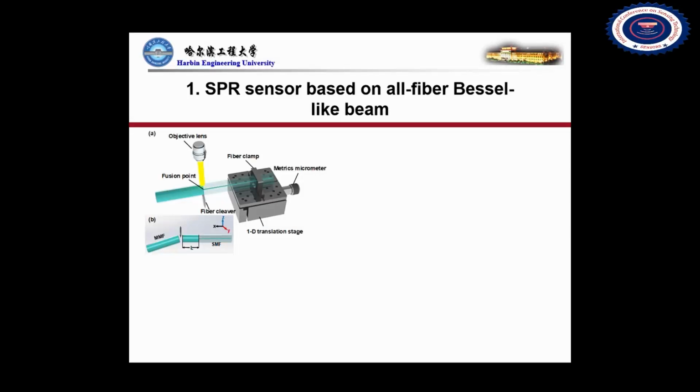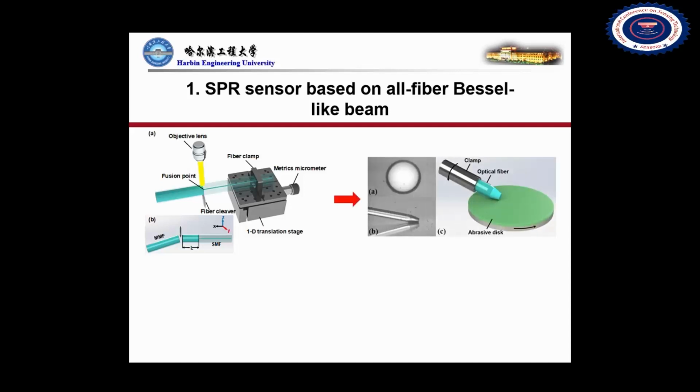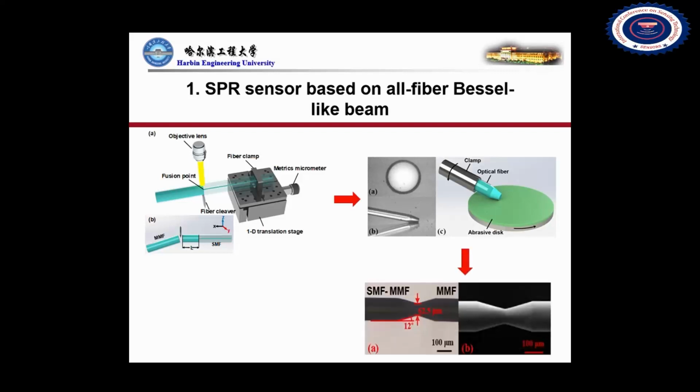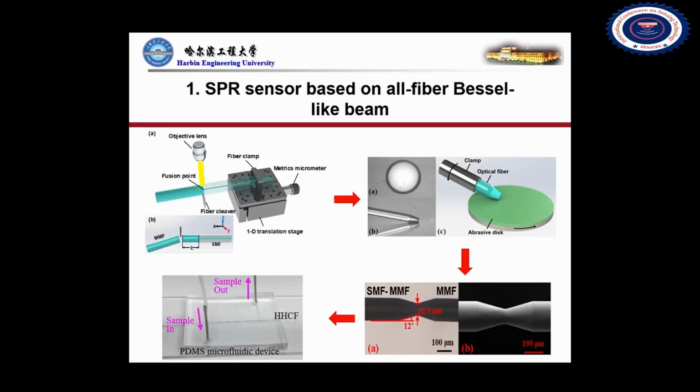The proposed sensor is fabricated in the following steps. First, we connect a section of multimode fiber to single-mode fiber by using a fusion splicer. The length of multimode fiber is precisely controlled to generate different types of Bessel-like beams. Thus, the whole cutting process of multimode fiber is carried out under the optical microscope.